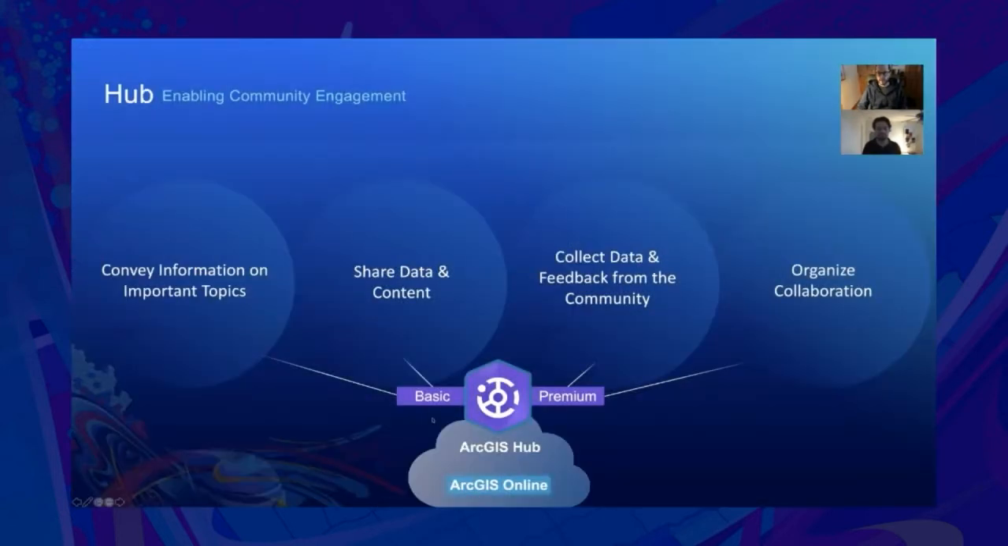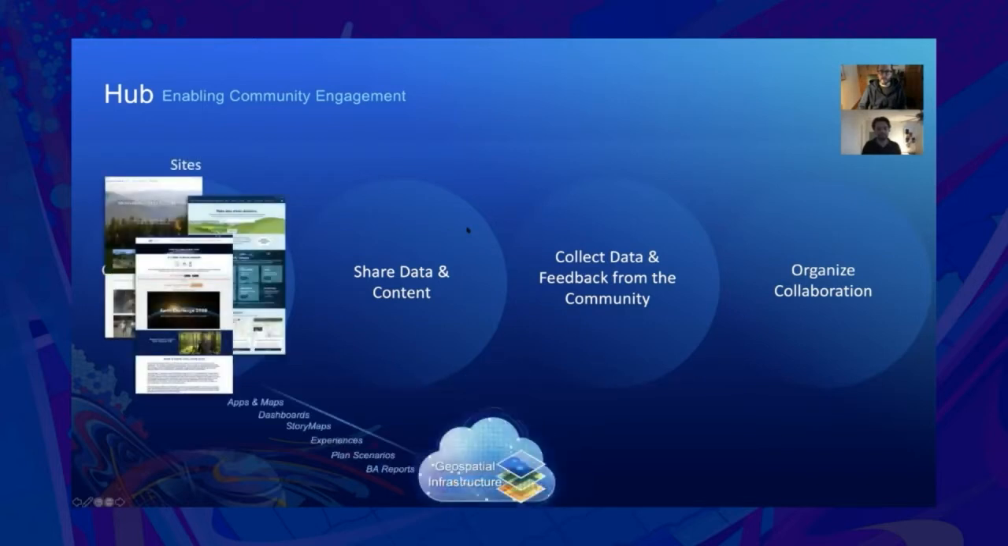Hub comes in two flavors, basic and premium, and has these four main areas of functionality. The first is conveying information on important topics. And with that, we have the Hub site application. Hub sites are easy to use and meant to basically pull together all of the parts of the WebGIS sphere, like apps, maps, dashboards, story maps, experiences, business analysts, infographics, onto a form factor that can blend seamlessly into the internet. It's meant for a non-GIS user and non-programmer, but this being the deep custom talk, we're going to talk about how you can customize the sites with some knowledge of CSS and HTML here in a little bit.